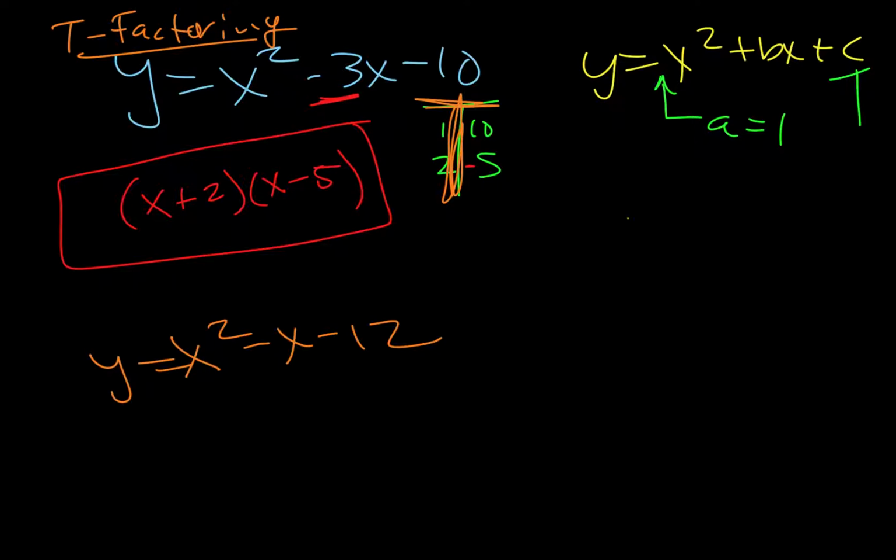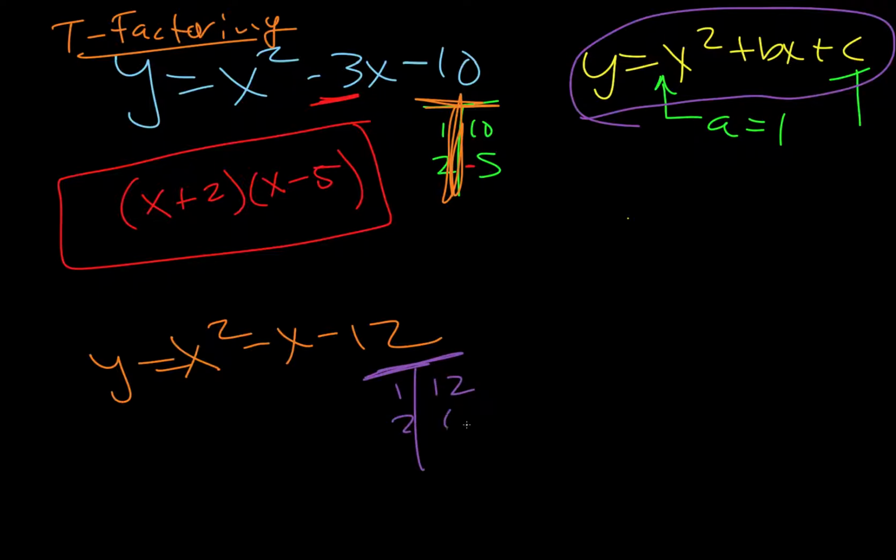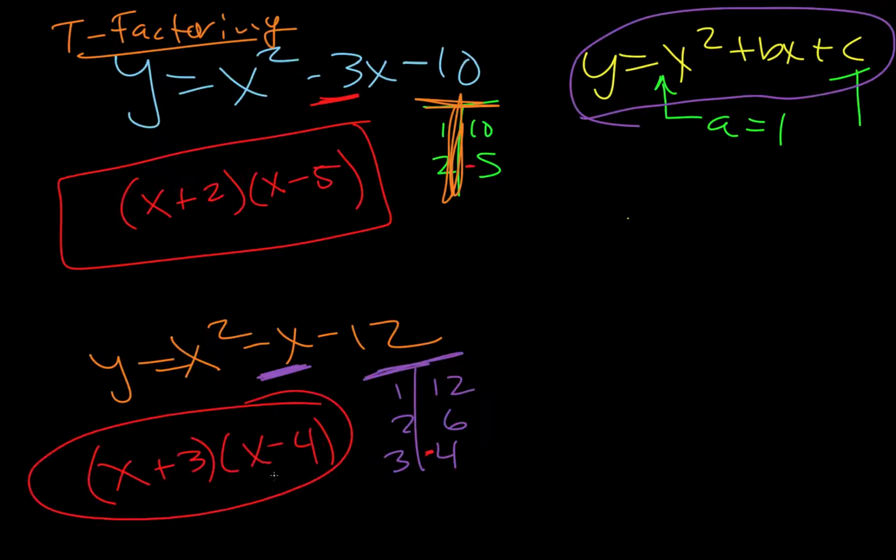So it fits the form that we need, written in yellow right here. There's no a in front, or like the a is 1. So then we just do a T. So we have 1 and 12, 2 and 6, 3 and 4. We want to make the number that's right here, so that would be a negative 1. And so to do that, we need to do 3 and negative 4. We multiply those together, and it does equal negative 12. So now we just need to write our answer, x plus 3, x minus 4. Okay, so that's pretty much it for T factoring.